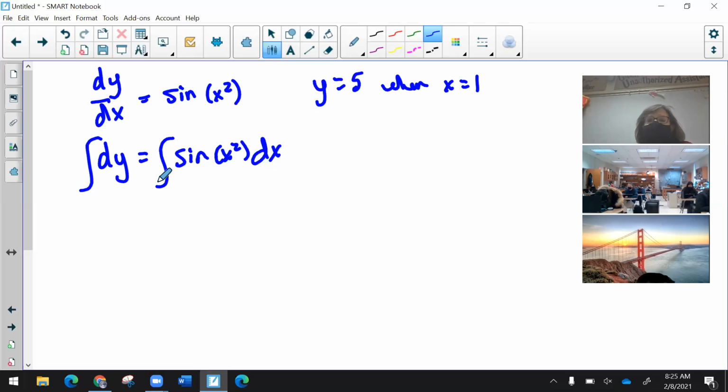So you have come to an integral. Integral sine x squared dx. Can you solve that by inspection? Not really. How about substitution?